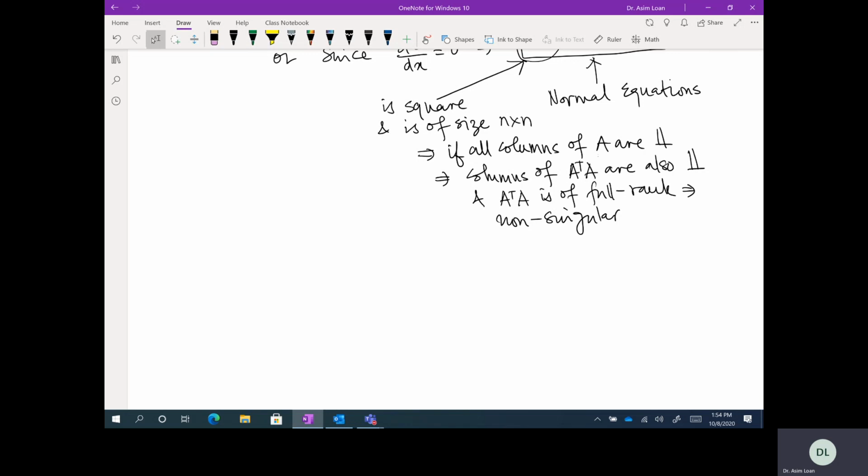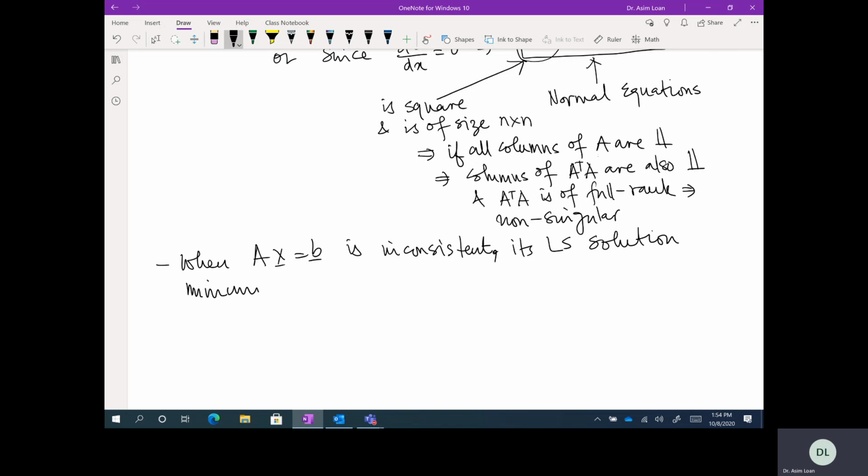So if we want to look at this further, when AX equals B is inconsistent, its least squares solution minimizes this error, the squared error, and this gives us the normal equations, which are A transpose A X hat equals A transpose B. So we need to solve these instead of AX is equal to B.